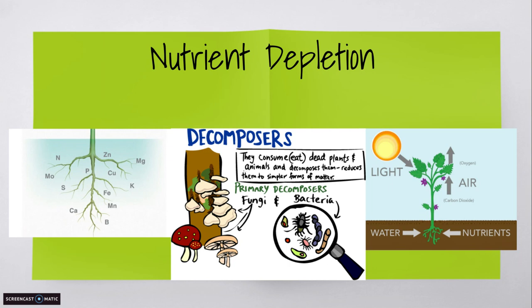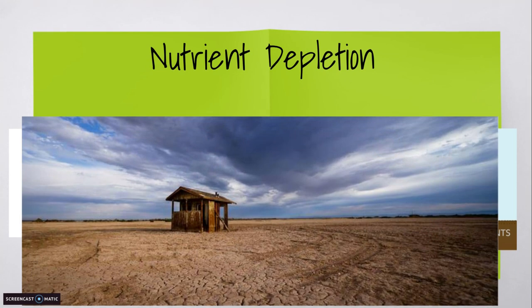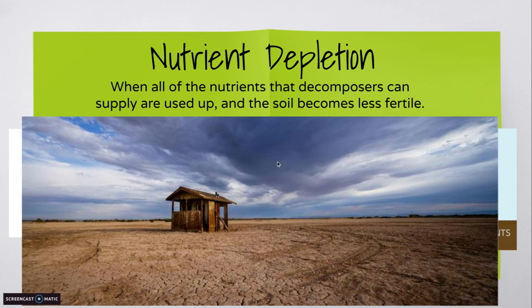But the problem is some farmers use up the nutrients in the soil faster than those decomposers can create new nutrients, right? To replenish it. And so what happens is the soil becomes less fertile. And over time, they just can't grow anything anymore. That is nutrient depletion. When all the nutrients that decomposers can supply are used up, the soil becomes less fertile. Again, if it's less fertile, the nutrients aren't there, the plants are going to have a really hard time growing and being healthy.